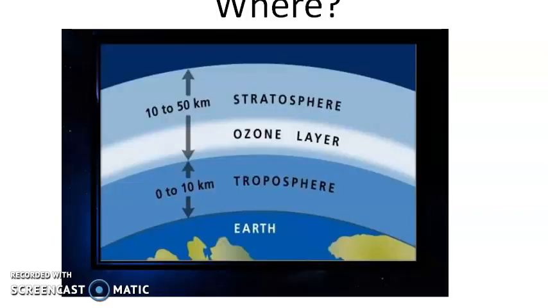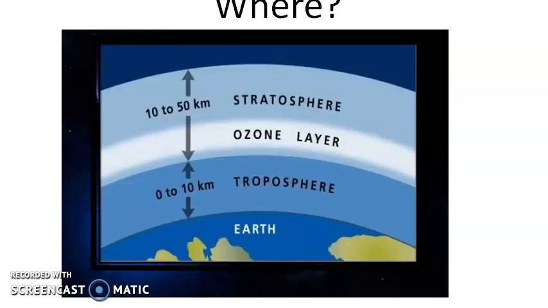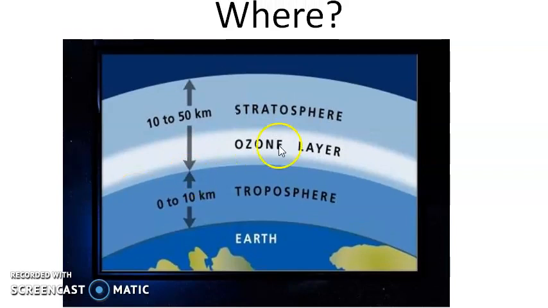Now the ozone layer which protects us, which is very much needed for us, is present between the troposphere and stratosphere. The ozone layer present here is very much necessary for us. So it is a useful molecule there. When ozone is present between troposphere and stratosphere, it is a useful molecule. It is very much necessary for us.